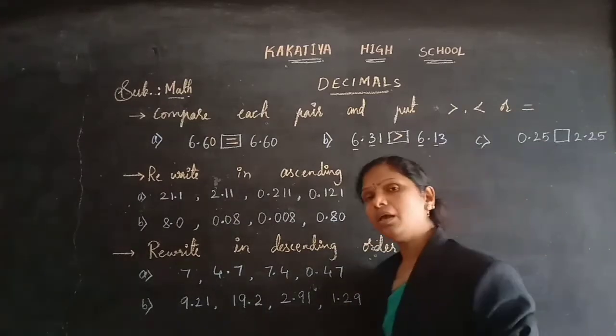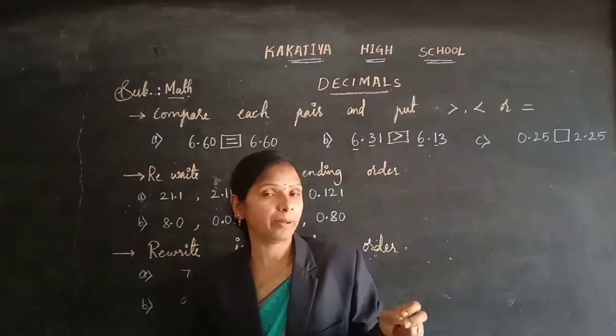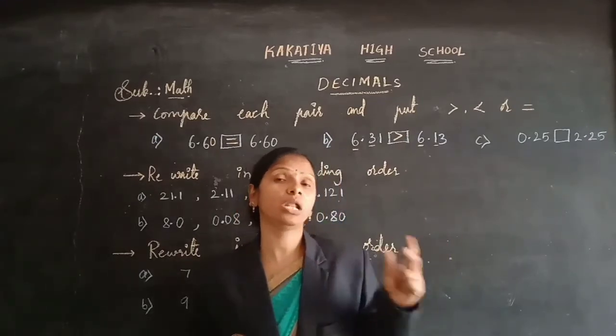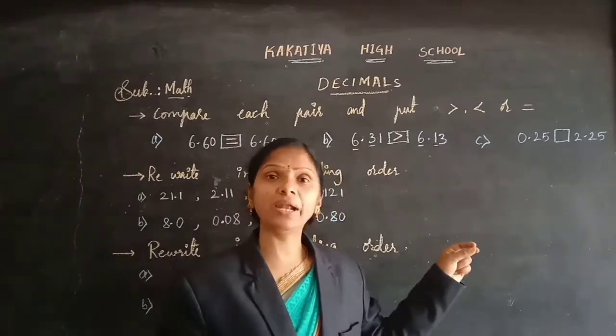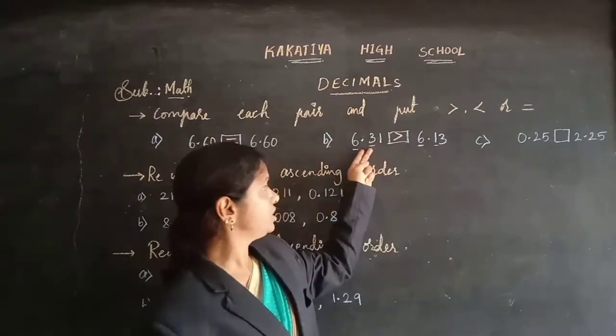Again I am repeating here. While you are comparing, children, first change the given decimals into like decimals, and later you need to check the integral part. If the integral part is the same, then you go to the decimal part, like this.